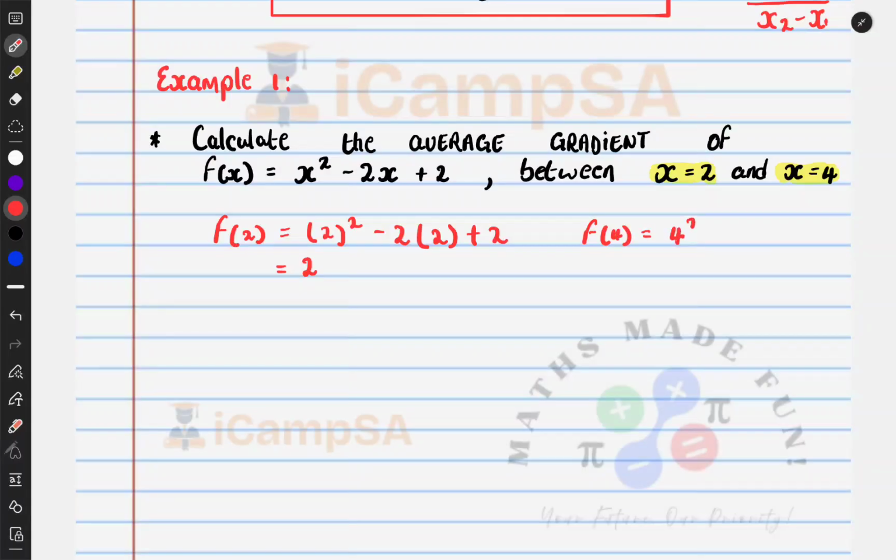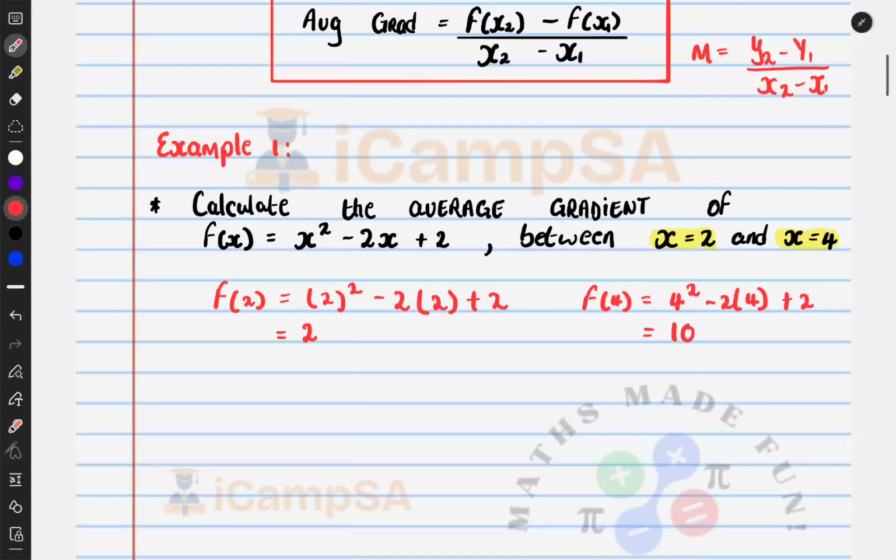and then for f at 4, we're gonna have 4 squared minus 2 times 4 plus 2. So we have 4 squared is 16 minus 2 times 4, which is 8. Therefore that would be 8 plus 2, which is 10. So now we have the corresponding y values.